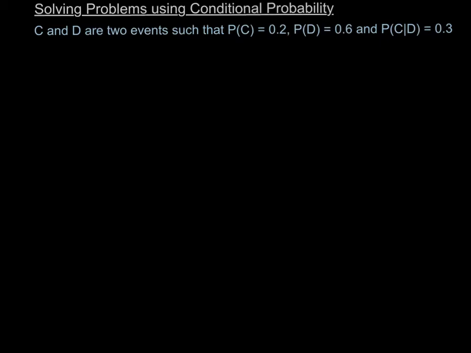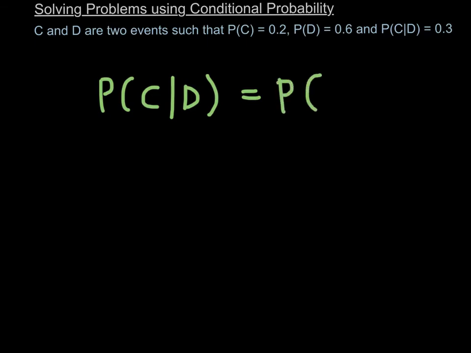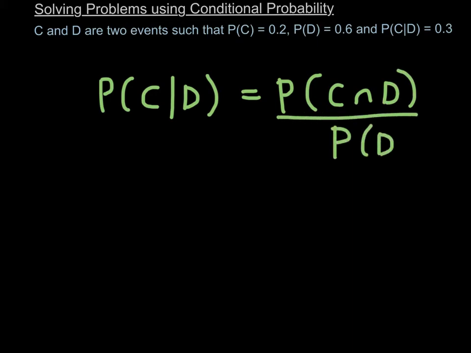Right, so let's see how we can apply these to a problem. We've got C and D, two events such that the probability of C is equal to 0.2, the probability of D is 0.6, and the probability of C given that D has happened is 0.3. So we know from our formula that the probability of C given that D has happened is equal to the probability of C intersection D divided by the probability of D.